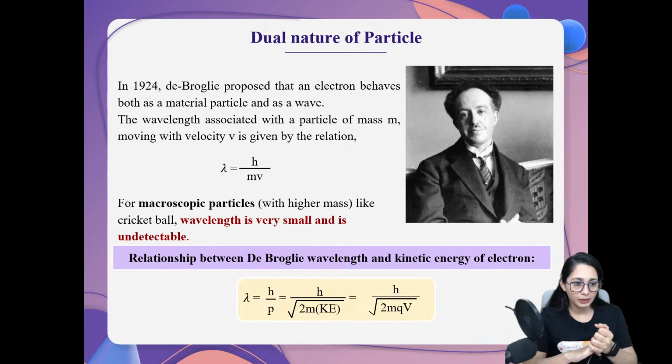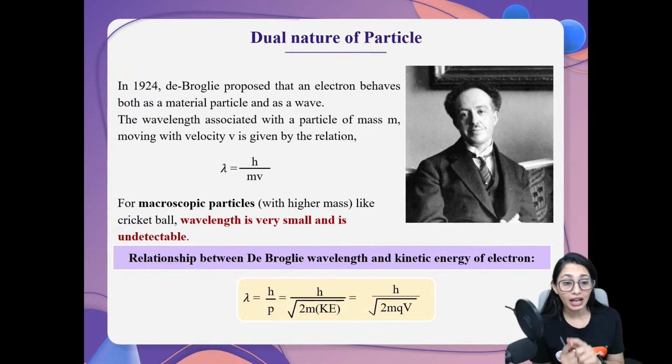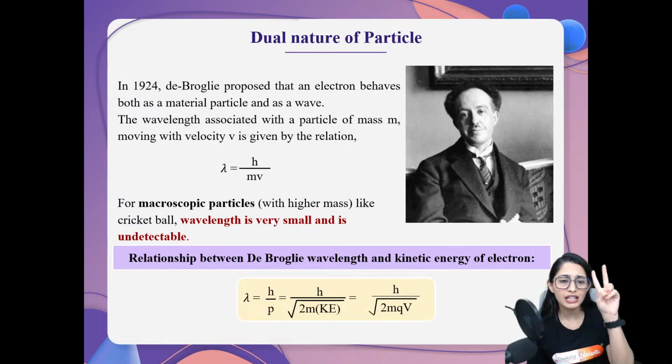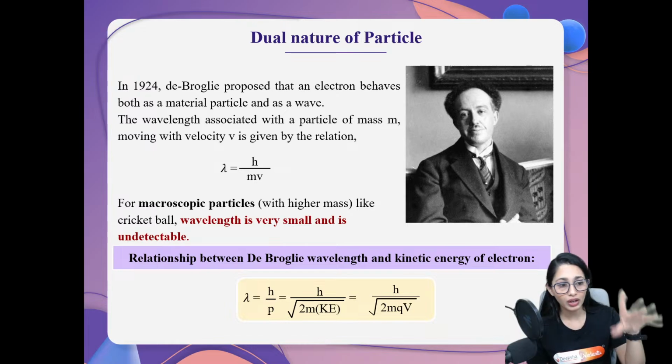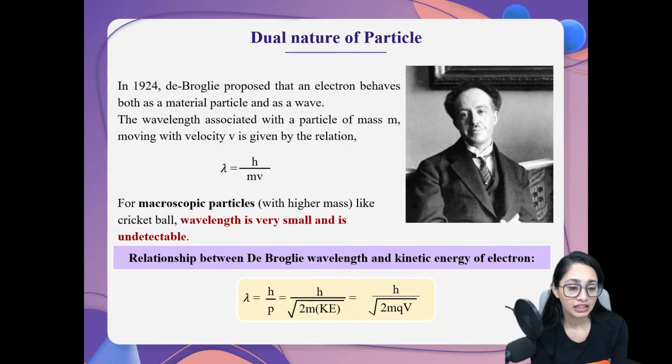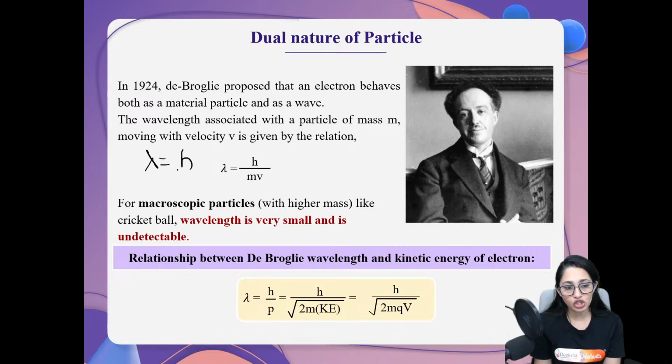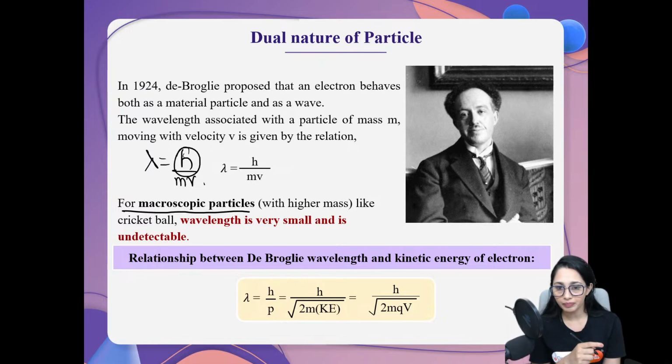So, dual nature of particle. In 1924, de Broglie, a scientist, proposed that an electron behaves as a material particle and as a wave. It has dual nature. It acts like a wave, and it acts as a material particle. The wavelength associated with a particle of mass m moving with velocity v is given by the relation lambda is equal to h by mv. h is a constant. We studied about h in the last class. That's Planck's constant. This is obtained by a derivation which you will be studying in your higher grades.